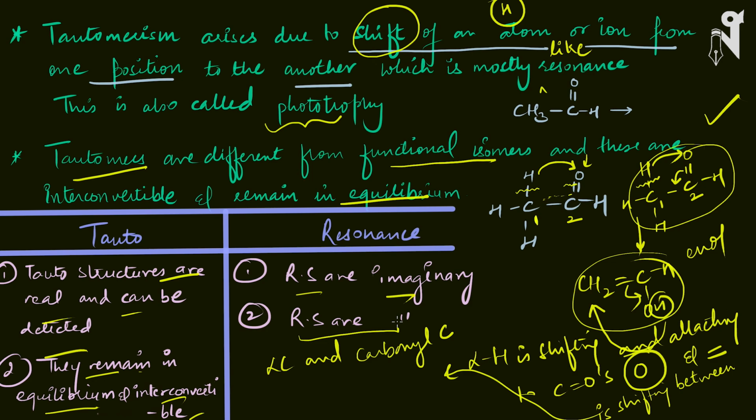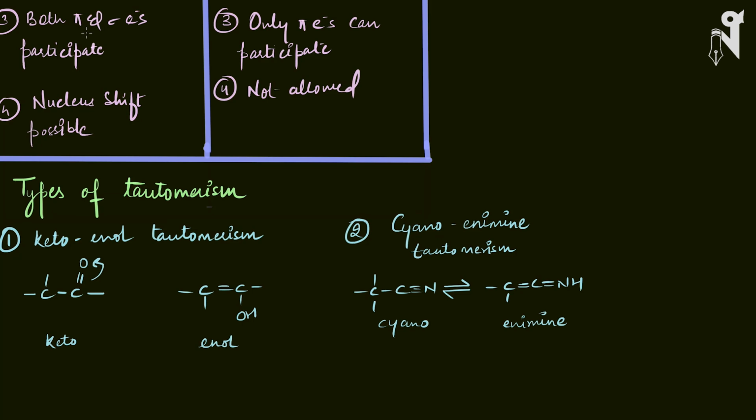Now let's see a few more differences. In case of tautomerism, pi bond and sigma bond both participate. How? I have just now shown you that the sigma bond, that means the bond between alpha carbon and alpha hydrogen, is breaking, and this hydrogen is going and attaching on the oxygen, whereas the new pi bond is forming between the alpha carbon and the carbonyl carbon. So basically sigma bond is involved and the pi bond is also involved, whereas when we talk about resonance, there is no concept of involvement of sigma bond. It's only and only your pi electrons or pi bonds.